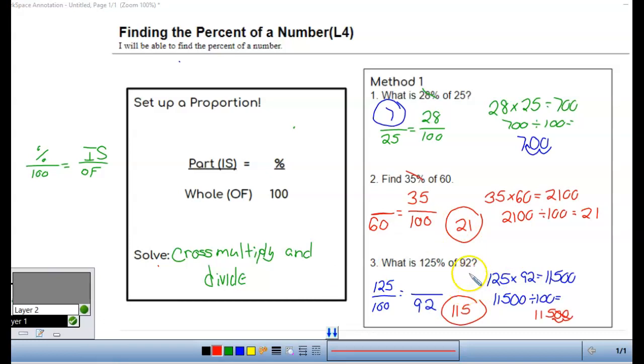So I did get 115. I cross multiplied. I divided by 100. I just moved it over 2. It will not always get rid of 2 zeros here. Sometimes it really will be a decimal, but in this case it worked out for each of them. And I got 115, which is more than 92, so that is at least a reasonable answer.